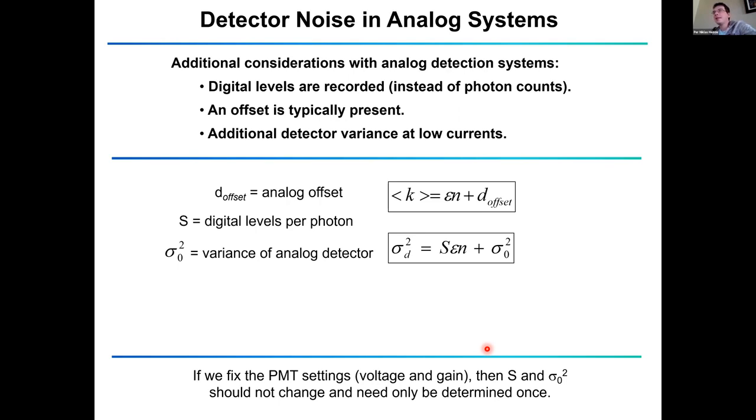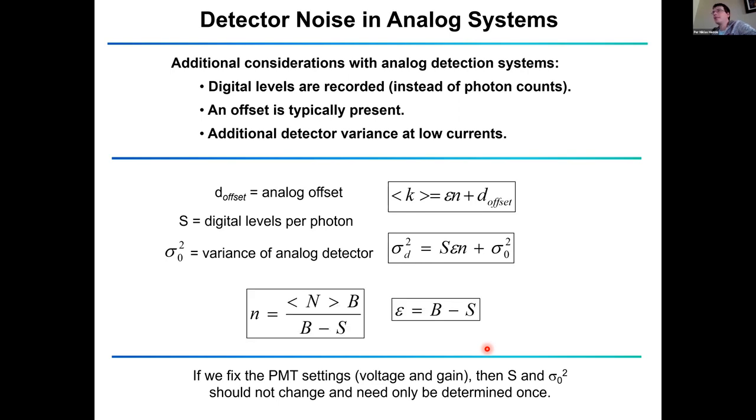And you can plug those parameters into your equation, and you can then measure them in the reference measurement, quantify them, and then use them for the analysis. So if you don't change the PMT gain or any settings, then the S and sigma parameters should not change once you have determined them. And then you can calculate the number and brightness as before.